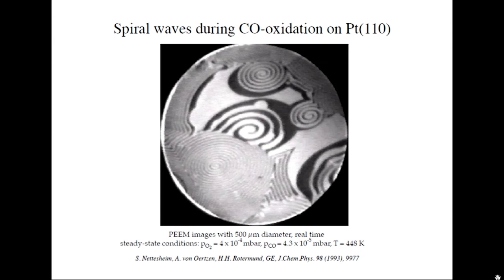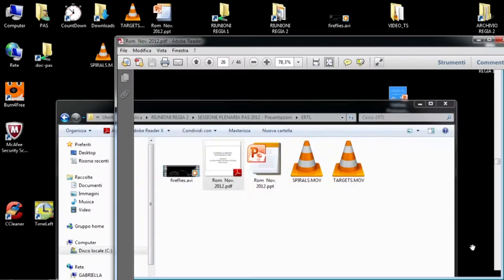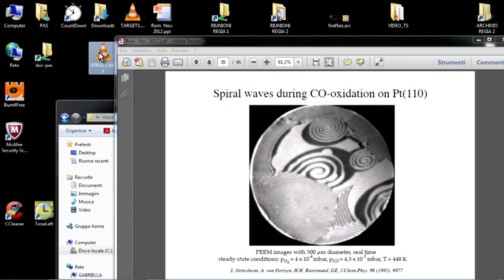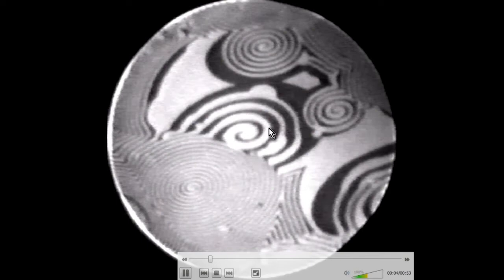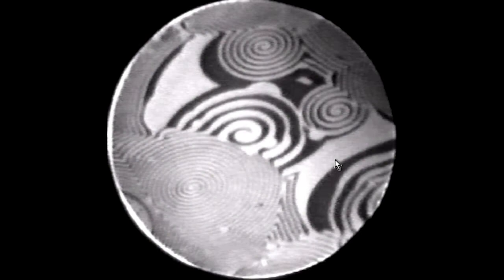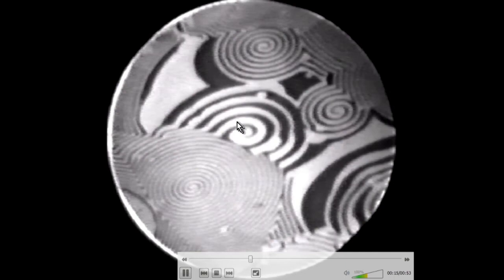Most common are spirals. Spiral waves are observed very frequently, and this is a typical spiral wave formation during our catalytic reaction. We have always constant steady state conditions, constant temperature, the length scale half a millimeter. And again, a film now. This shows how these spirals propagate. Dark areas are oxygen covered, bright are carbon monoxide covered. And look, if two spirals collide, they form this kind of protrusions here.